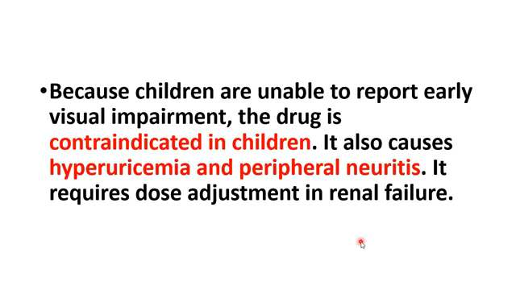And since it causes visual impairment and color blindness, you should not give it in children. It is contraindicated in children because children cannot report early visual impairment. Other important side effects associated with ethambutol: it can cause hyperuricemia, and it can also cause peripheral neuritis.